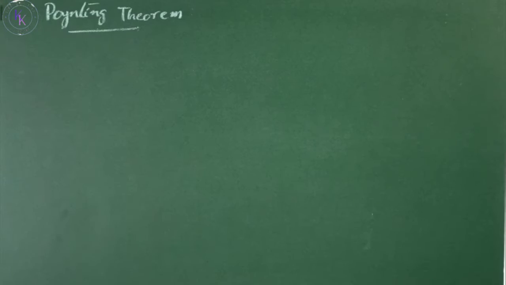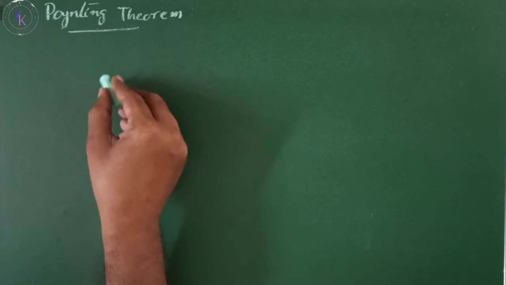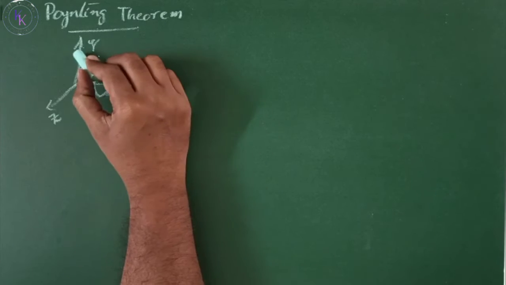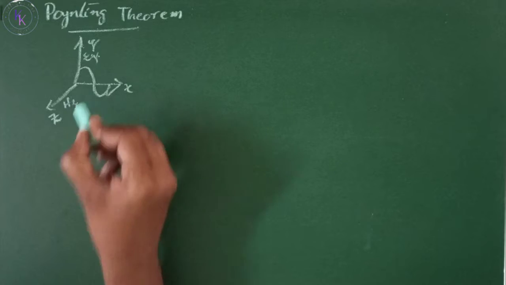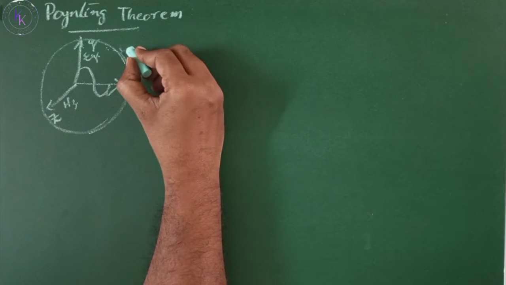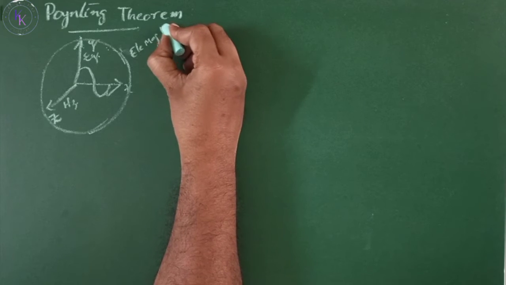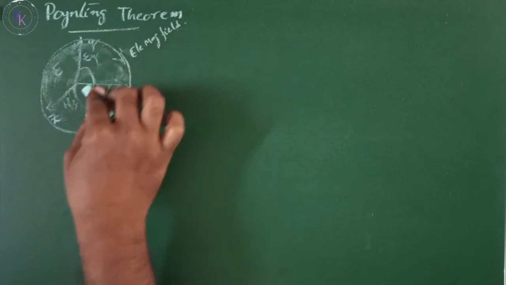Poynting Theorem. Poynting Theorem is the direct consequence of the law of conservation of energy. We know that energy is stored in electric field as well as the magnetic field. Now, if the wave is propagating along the x-axis, then Ey is along the y-axis, then Hz is along the z-axis. I'm considering this as an electromagnetic field. Electric energy as well as magnetic energy is stored.